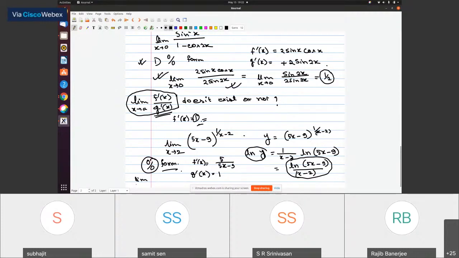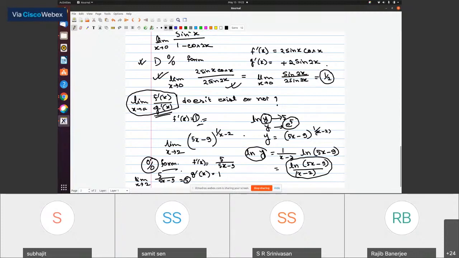My x is tending to 2, so 5 by 5x minus 9 has a limit of basically 5. So when x tends to 2, log y is tending to 5. Our original function was y, so y will tend to e power 5, taking the antilog. Is it okay?